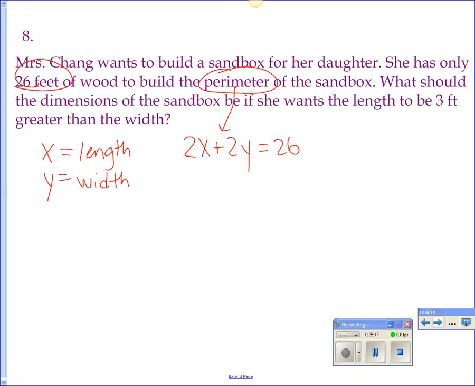Then they tell us the length. She wants the length to be 3 feet greater than the width. Okay, so let's start here. What letter's length? In our case, we put an X. To be is the same thing as is. All right, she wants it to be. She wants it to equal 3 greater than. I'm not putting a greater than symbol for this one. What am I putting? A plus. And what letter is the width? Y. Okay.